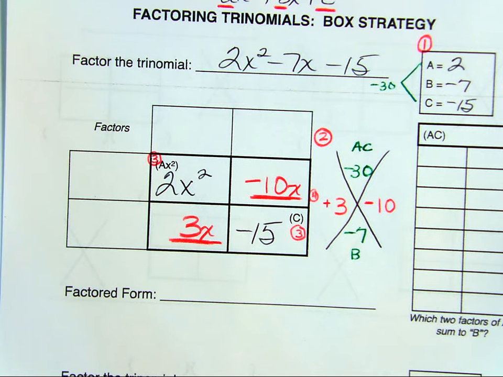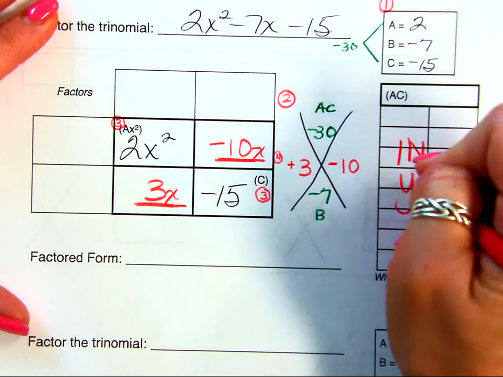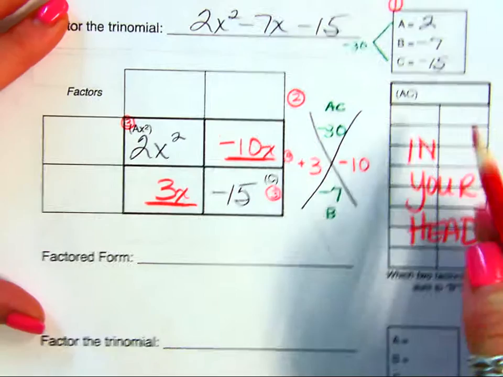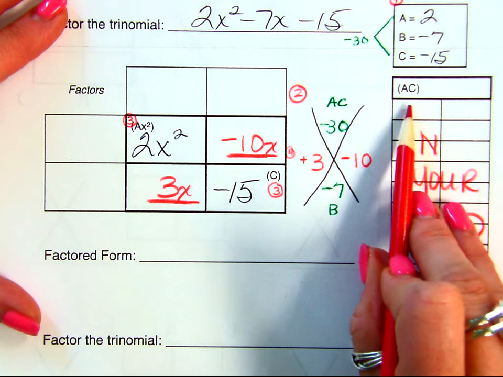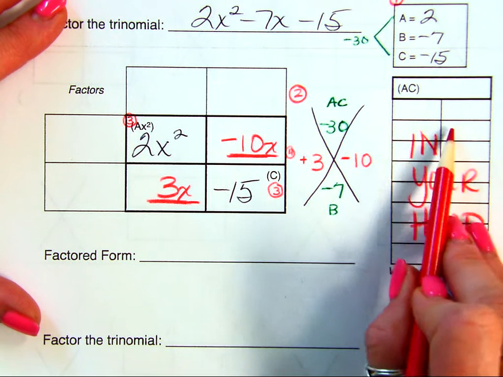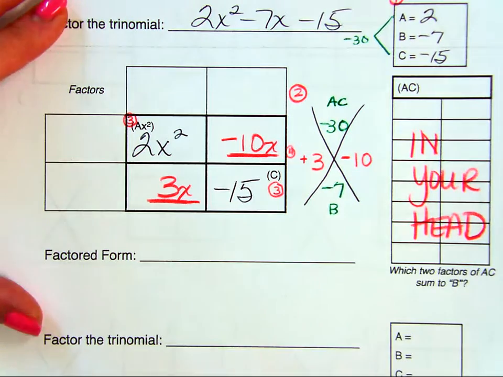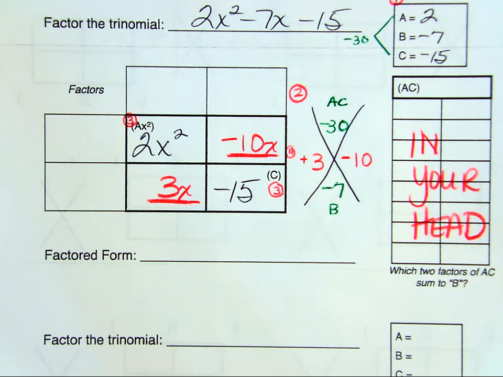So I have everything, and you know what I want you to put in this box? In your head. You don't need this box. What this box is for, it's having you list all the factors of A and C, meaning 1 times 30, 2 times 15, 3 times 10, 5 times 6. So what I would probably do for next year is erase this box and put an X there, but you didn't really need it.